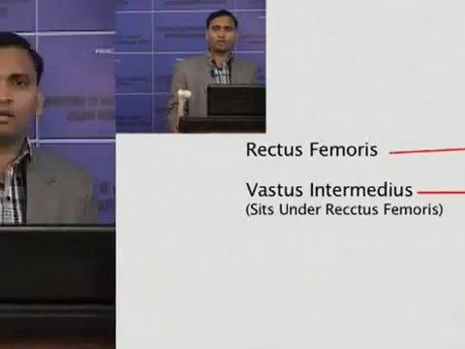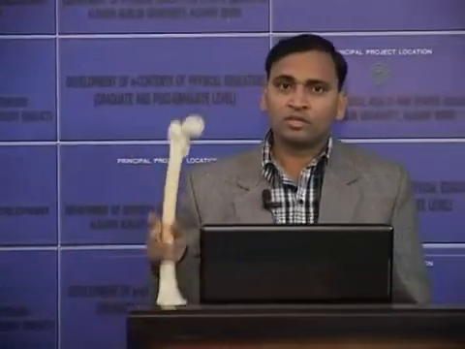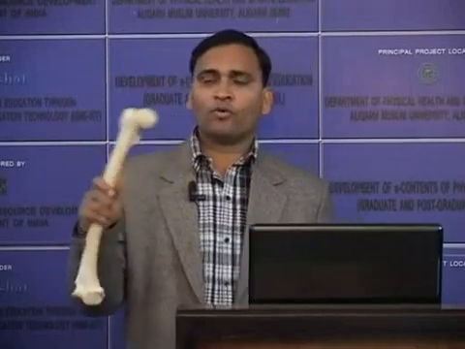Among all four muscles, three muscles of quadriceps have origin from the femur, whereas one muscle, rectus femoris, originates from the pelvis bone. So in quadriceps, three muscles are one-joint muscles, whereas rectus femoris is a two-joint muscle which crosses the hip joint as well as the knee joint. So these are the origins of all four muscles of quadriceps.